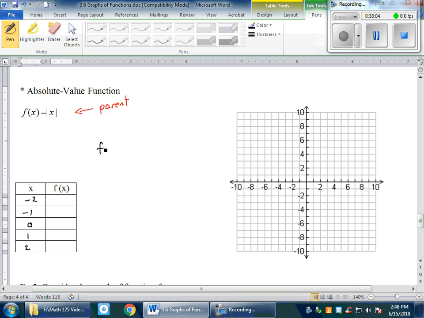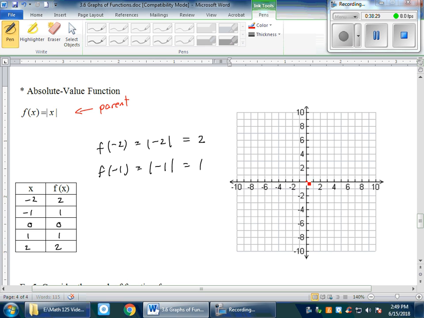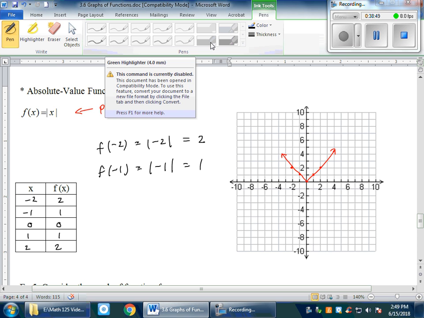If I plug in negative 2, that will be the absolute value of negative 2, which is positive 2. If I plug in negative 1, the absolute value of negative 1 is 1. When you substitute all the values, this gives out these numbers. From here, I can graph it: 0 will be 0, 1 will be 1, 2 will be 2, negative 1 will be 1, and negative 2 will be 2. Notice that it is a V shape that we are getting. So absolute value graphs are V-shaped graphs. You can see that the domain of this parent graph, right?